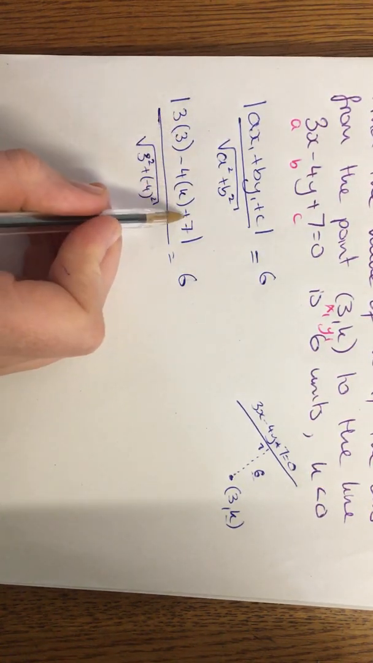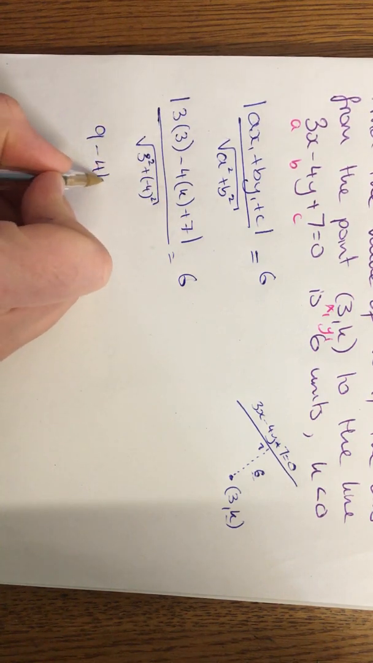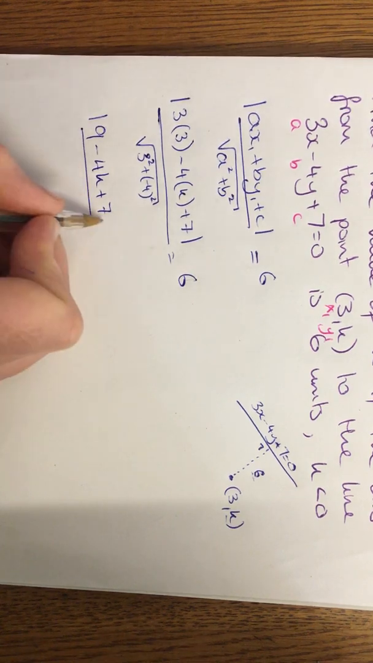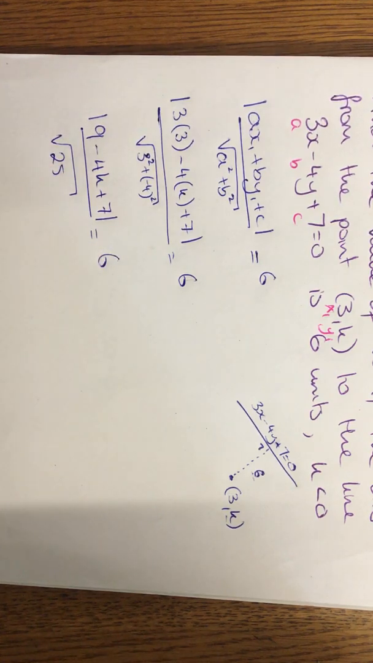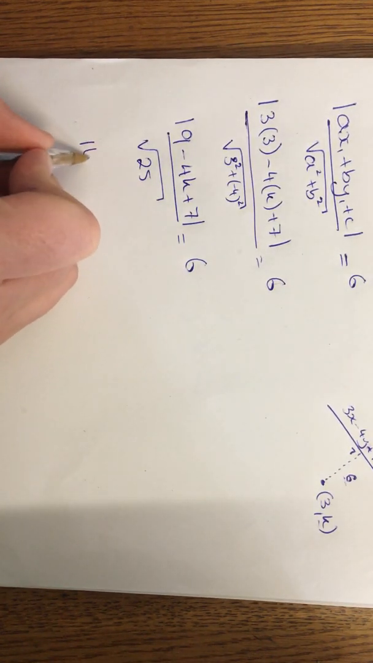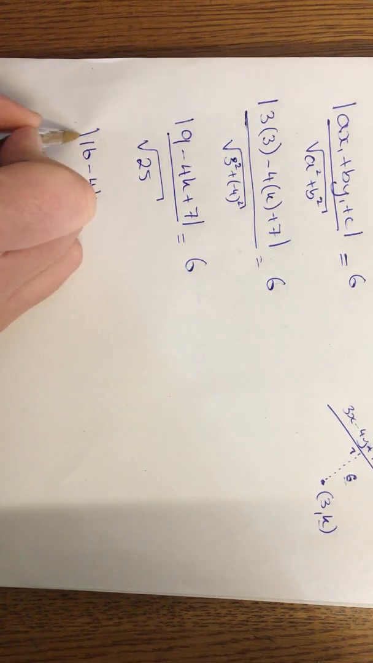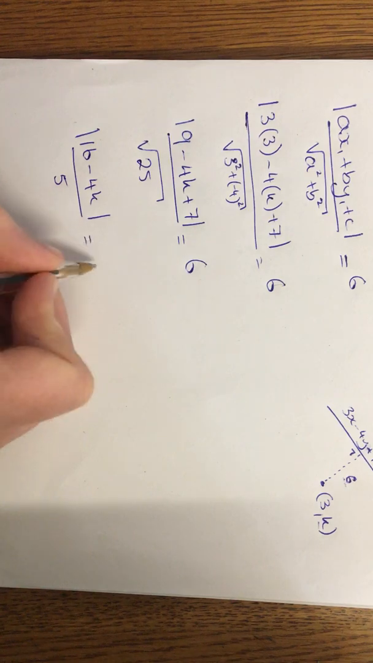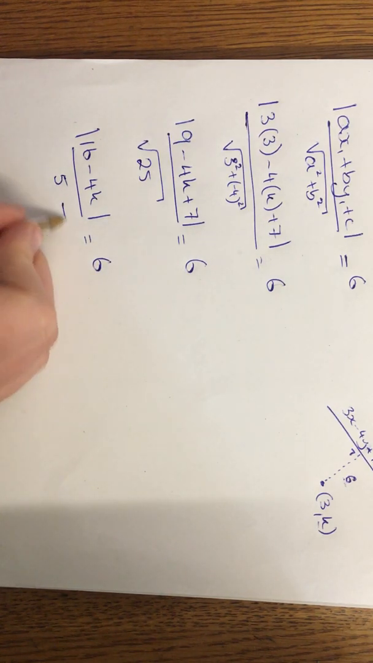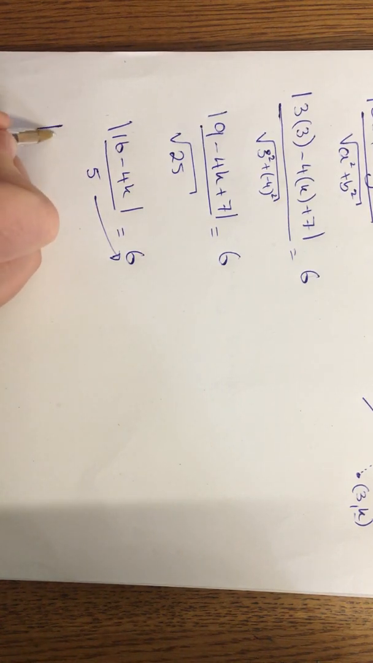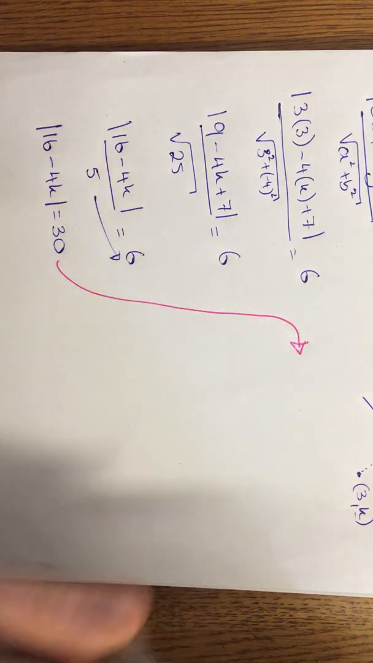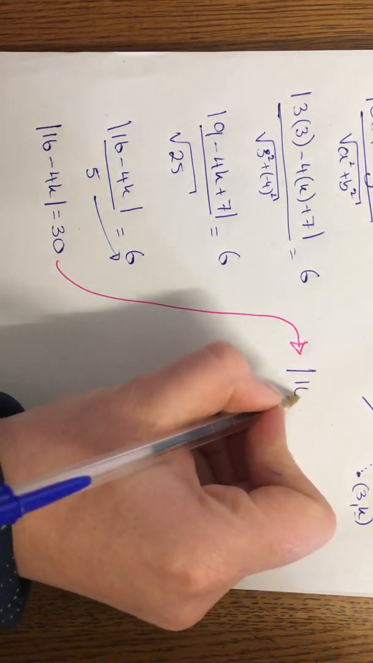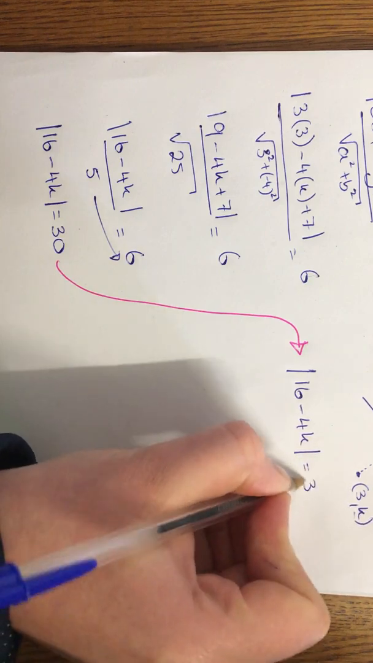Work that out. So that'll be 9 minus 4k plus 7 all over the square root of 3 squared is 9 and 16, which gives me the square root of 25. So I have 16 minus 4k all over 5, which is equal to 6. When we get to that point, you can just cross multiply. So I have the modulus of 16 minus 4k is equal to 5 sixes are 30. Now I need to solve this modulus equation, so I'm just going to write it up here: the modulus of 16 minus 4k is equal to 30.